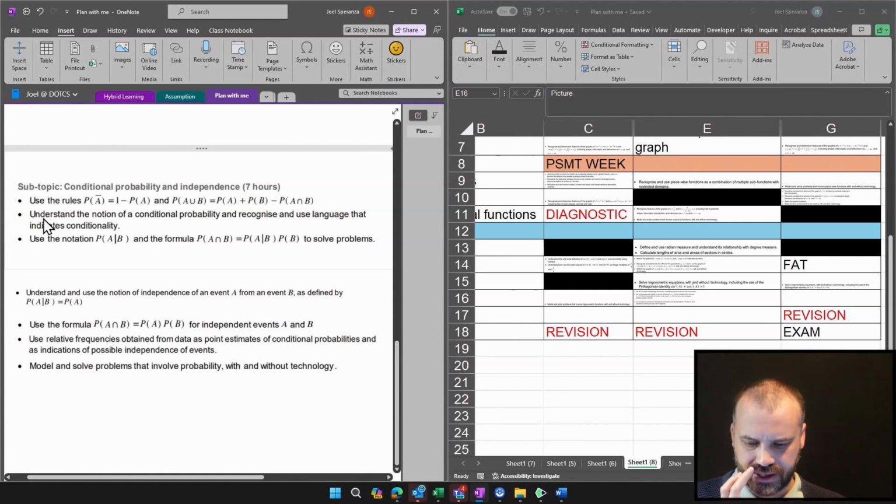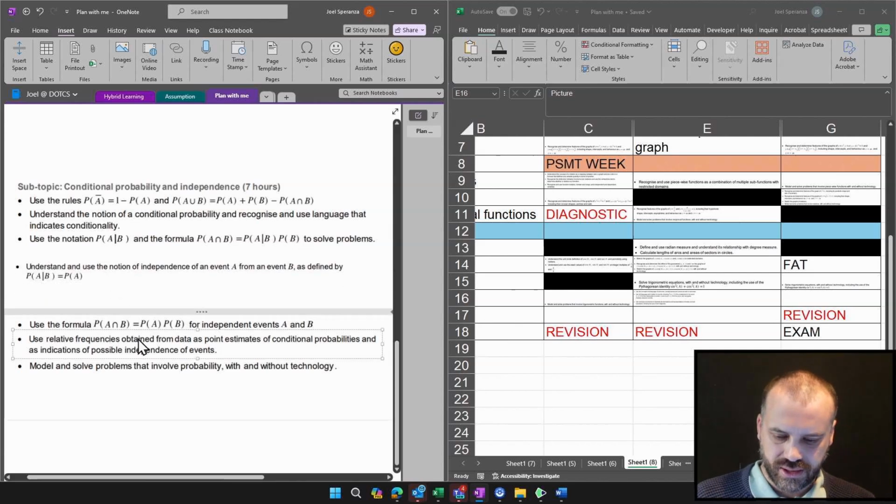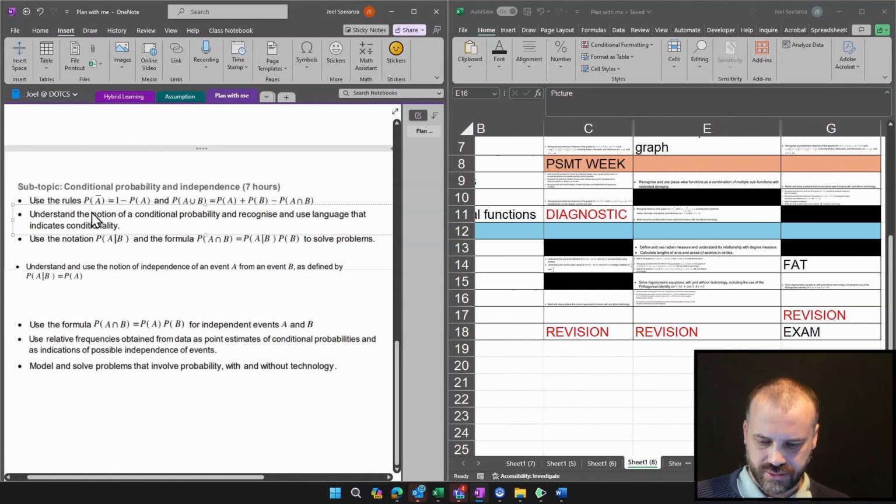All right, so understand the notion of a conditional probability and recognizing, okay? All right, so use the notion of this. All right, so I've got some key ideas. I think maybe conditional probability deserves its own lesson. So let's go use these rules. So this is going to be one lesson.